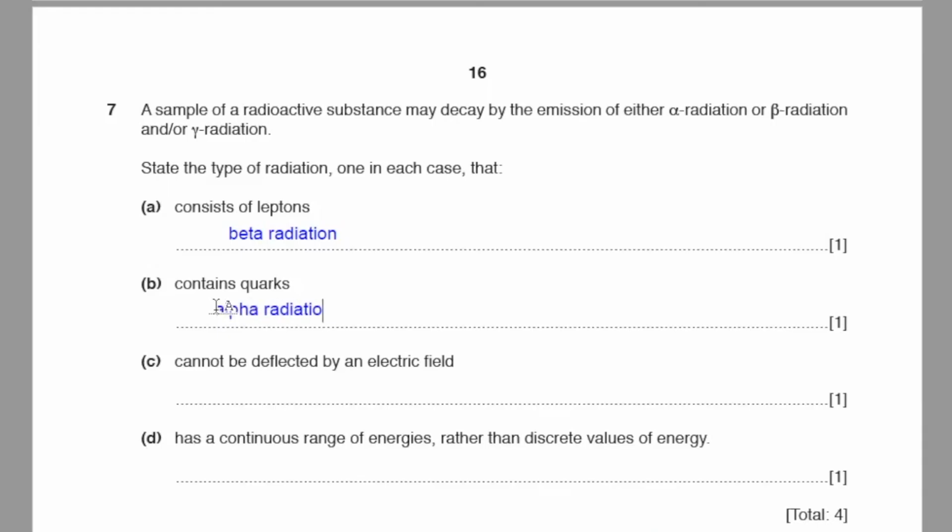This is all theory which you will be learning. Part C, cannot be deflected by an electric field. This is gamma radiation, because this doesn't carry any charge, so this remains undeflected throughout. Part D has a continuous range of energies rather than discrete values of energy. So this is beta radiation.